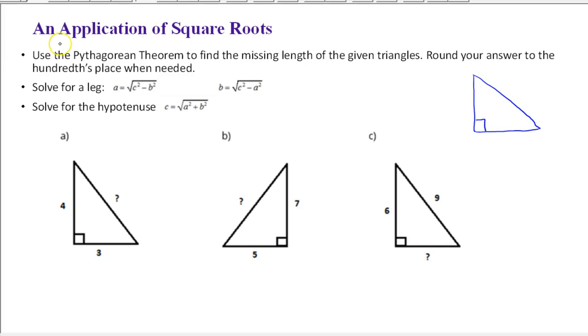In this video, we're going to look at an application of square roots. Specifically, we're going to use the Pythagorean theorem to find the missing length of the given triangles. Round your answer to the hundredths place when needed. So notice we have three formulas here.